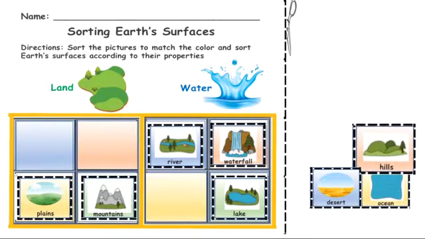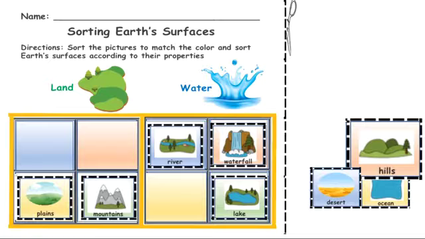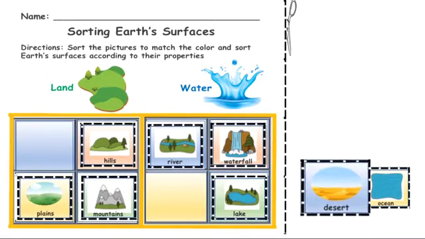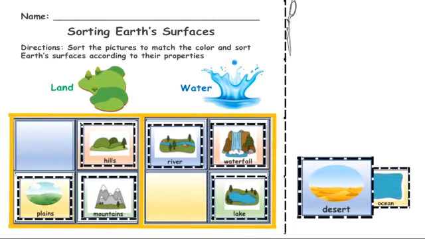All right, next we have some hills. Do you think that hills are a land surface or a water surface? That's right, they're a land surface. And which color box should I choose? The orange box. Very good. All right, next we have the desert. Is the desert a land formation or a water formation? That's right, it's a land formation. And I only have one box left. I'm going to match blue to blue.